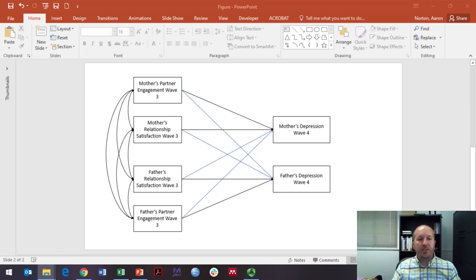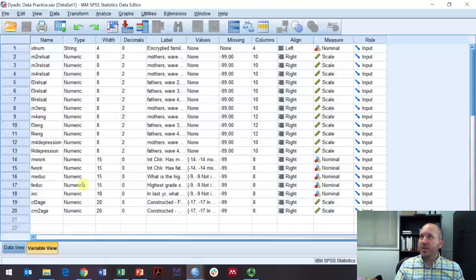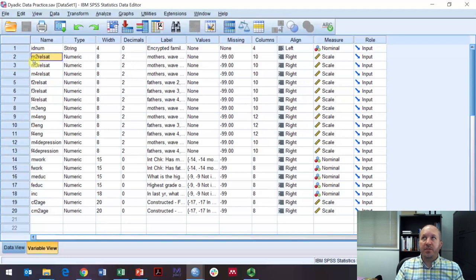So our next step is to open up the SPSS file. So here's our SPSS file. You can see we have an ID here. And then going down, we have some wave 2 variables. This is coded as mothers, wave 2, 2 is wave 2, 3 is wave 3, 4 is wave 4. We have relationship satisfaction, and then we have fathers, F for fathers, relationship satisfaction. We have partner engagement, so M is mothers, F is fathers, waves 3 and 4. And then we have their depression scores at wave 4.